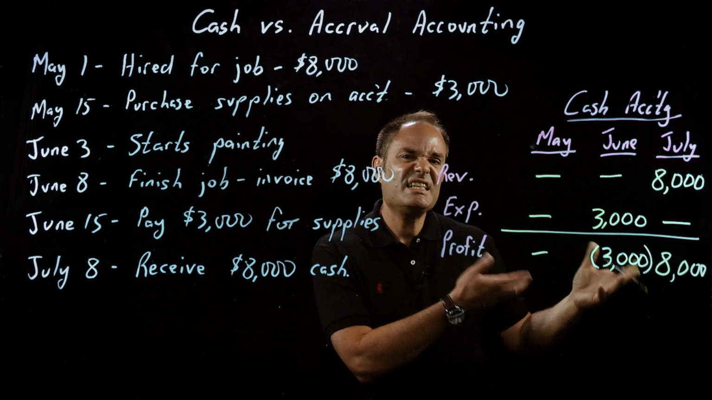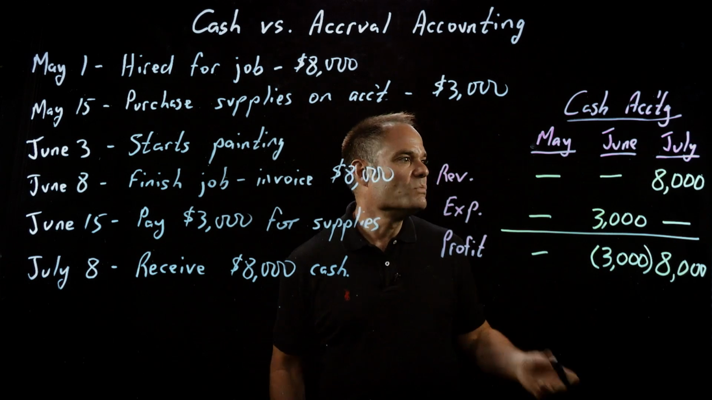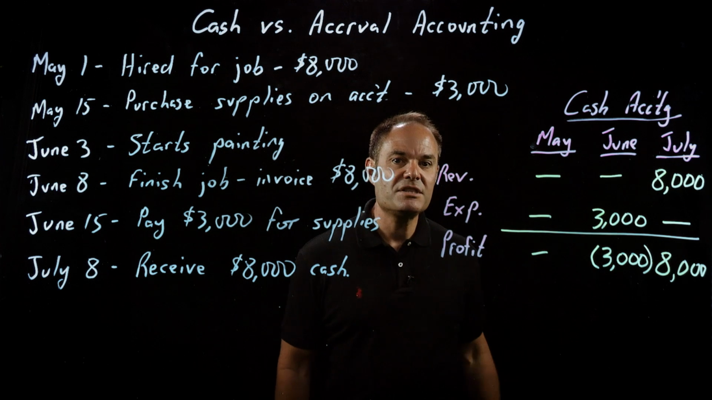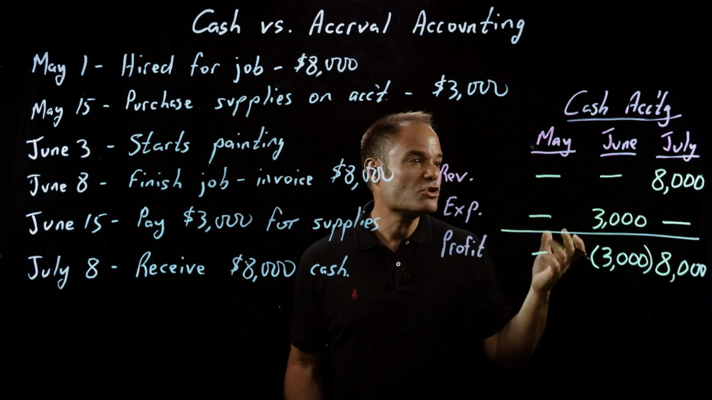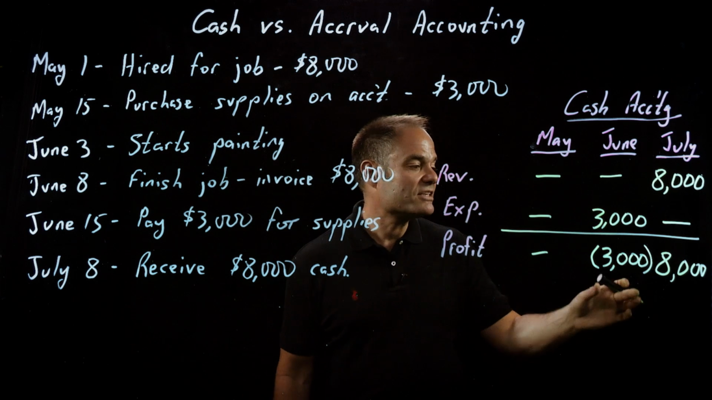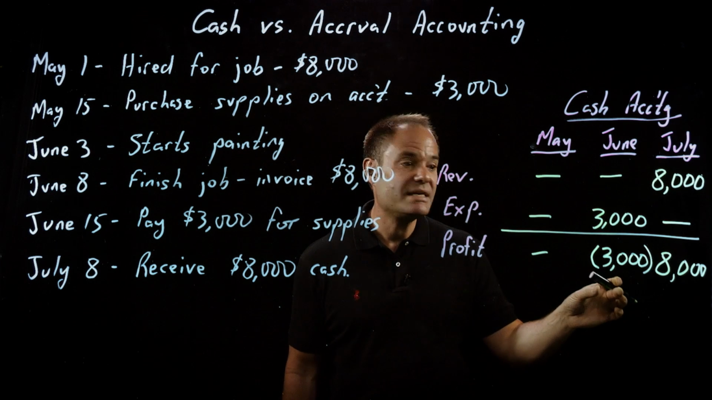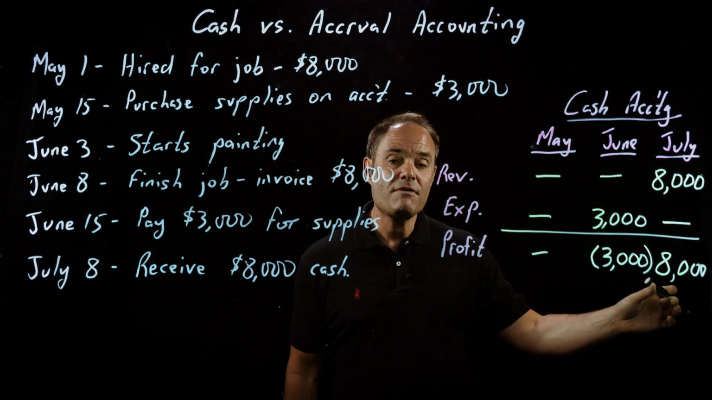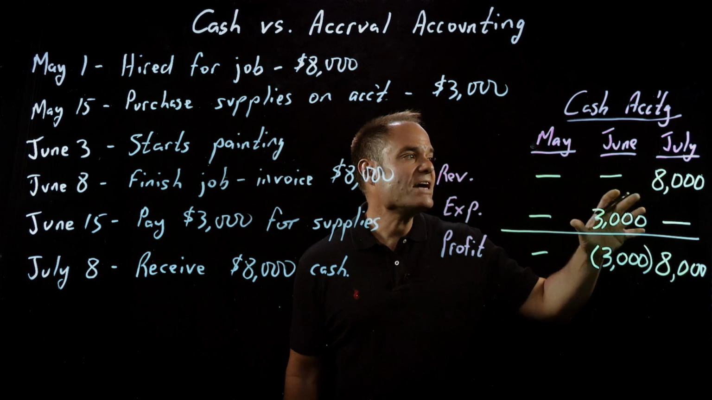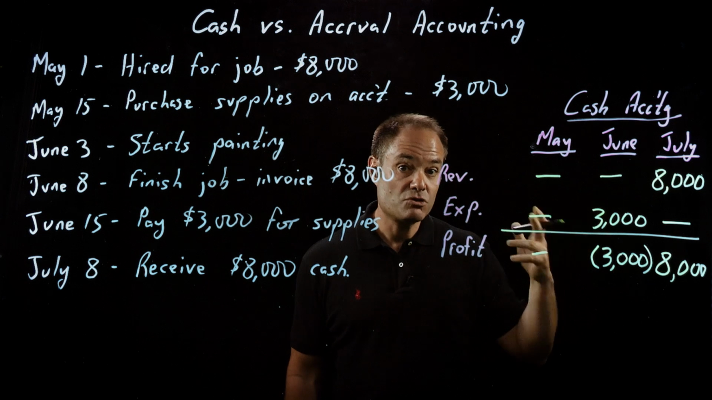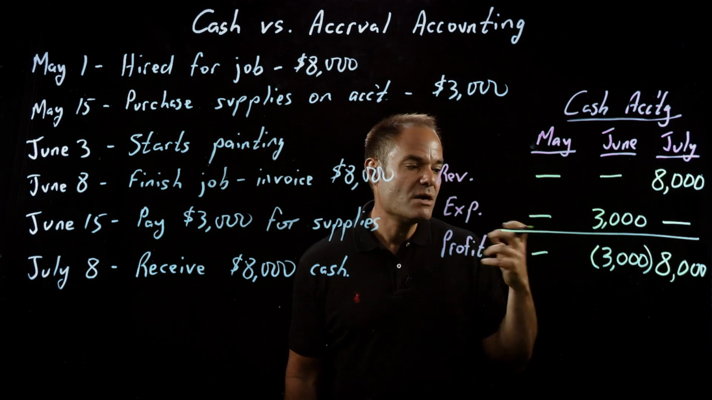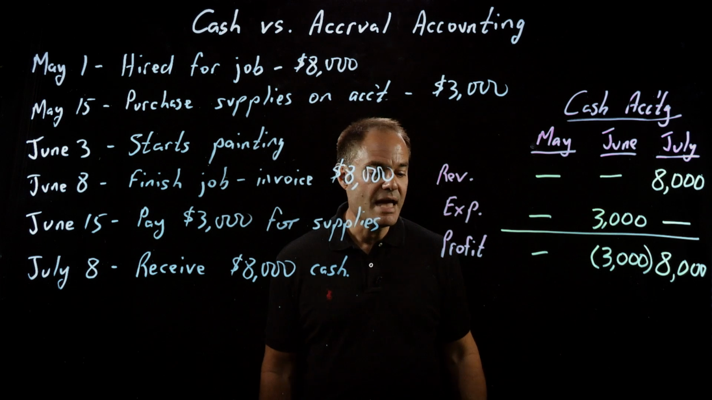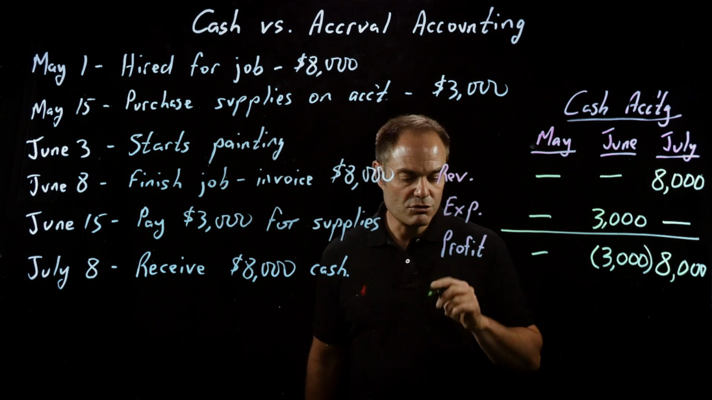This clearly doesn't really tell us, though, what Joe was doing. We know that Joe painted the house in the month of June, and yet it doesn't show any revenue in the month of June. It doesn't show that he did anything then. In fact, it shows that he lost money in the month that he was painting, and he had a profit when he wasn't. So cash accounting, while very useful for keeping track of cash balances, doesn't really explain what's been happening within the company. And so instead we have something called accrual accounting.